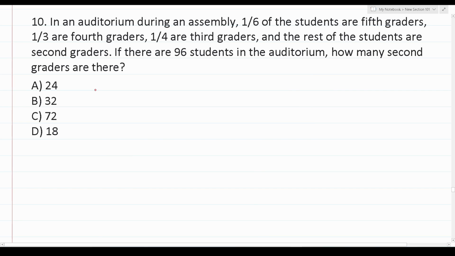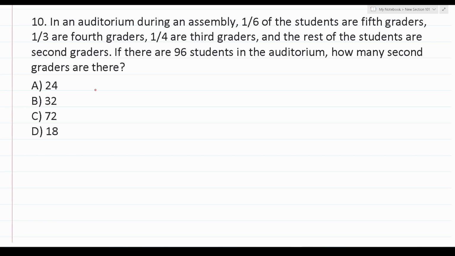Number 10 says, in an auditorium during an assembly, 1/6 of the students are 5th graders, 1/3 are 4th graders, 1/4 are 3rd graders, and the rest of the students are 2nd graders. If there are 96 students in the auditorium, how many 2nd graders are there?